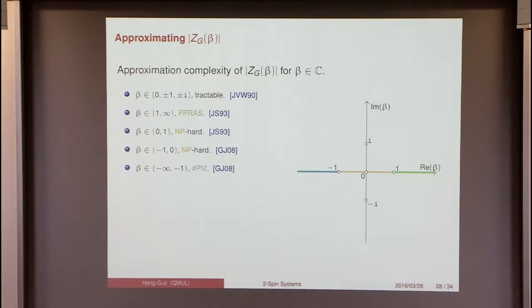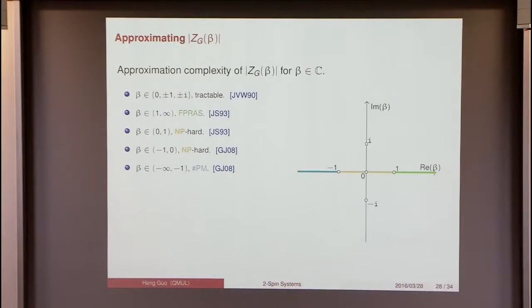And if beta is less than minus 1, then the problem is actually equivalent to approximately counting perfect matchings in general graphs. This is still an open question. We have the FPRAS for counting perfect matchings in bipartite graphs, but we don't know the general approximation complexity. So this is what happens when beta is real. And the first thing we show is that other than these real axes, and other than these tractable points, everything else is NP-hard. So this is our first result. It kind of completes the picture, except not quite.